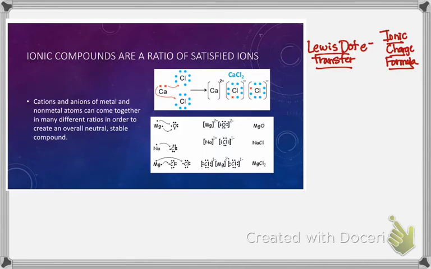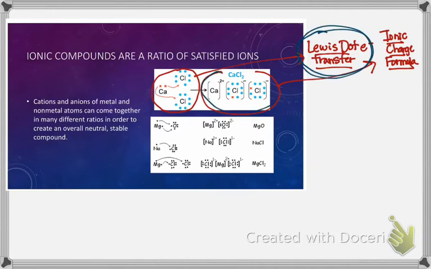So right here, this is what is known as a Lewis dot electron transfer, and this right here is an ionic charge formula. You will probably prefer one over the other, but you need to know how to do both, okay? Because ultimately, you will eventually have to drop doing this one and always do the ionic charge formula. All right, so let me give another example.